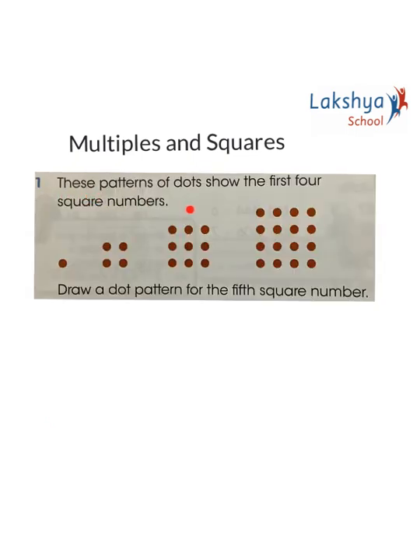Question 1. These patterns of dots show the first 4 square numbers. Draw a dot pattern for the 5th square number. Over here when you look, this is 1, this is 4, this is 9, this is 16. This is 1 into 1, that is 1 row 1 column. This is 2 into 2, 2 rows 2 columns. And definitely the 5th one is 5 into 5, that is 25. So we need to arrange 25 dots along the rows and columns. So this would be our next pattern.